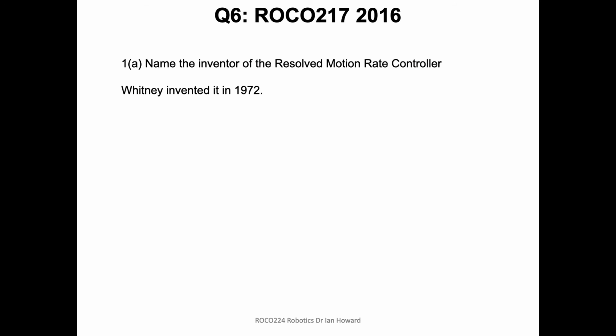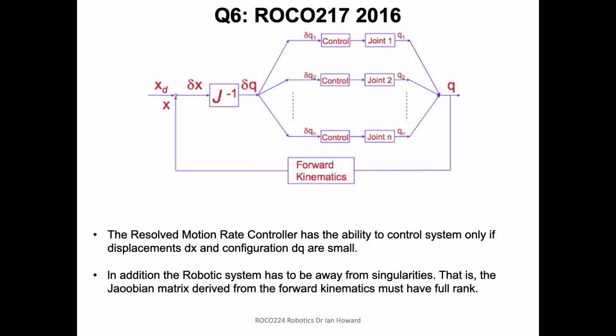So this was invented by Whitney in 1972, and the way it works is as follows. It all relies on the fact that we can use the inverse Jacobian matrix to get a small change in the control angle, if it's a revolute robot, or in the control signal anyway, given a small change in end effector position. So one of the main aspects of this design is the fact that we can calculate the inverse Jacobian of our system.